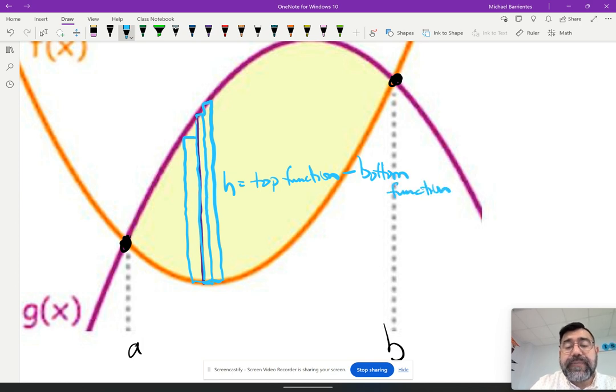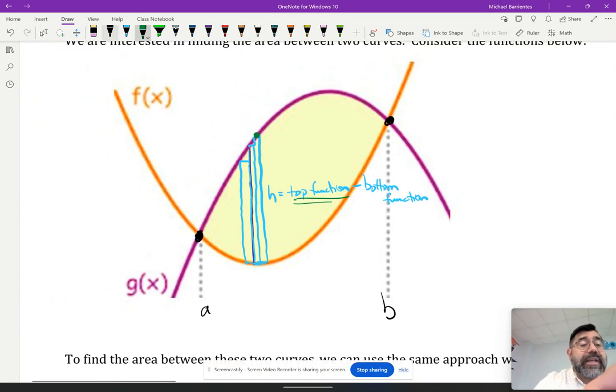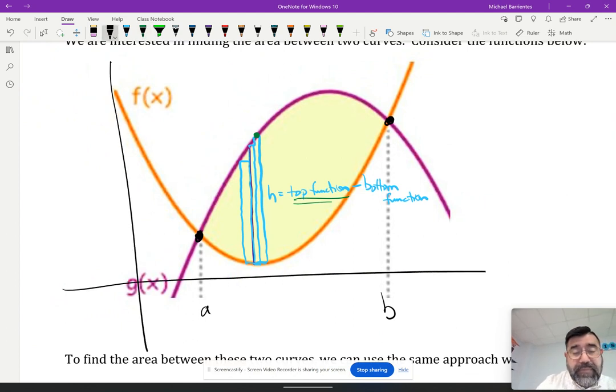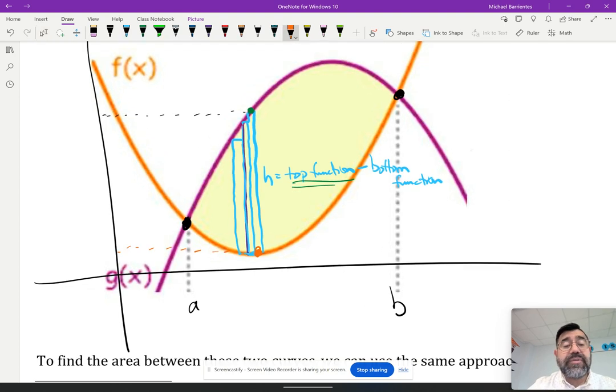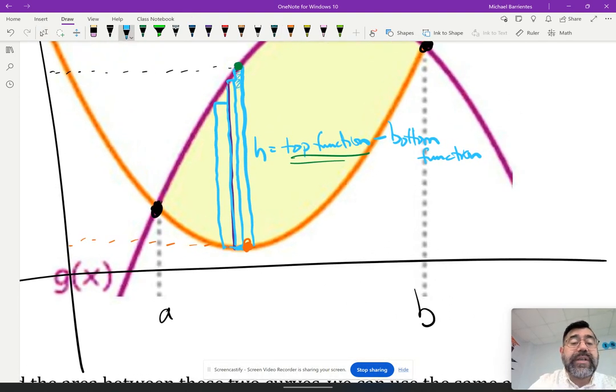Now, why does this work? Well, if we know what the top function is, let's say we were looking at something like this on a coordinate plane, the top function would represent the y value here, and the bottom function would represent the y value over here. And if I subtract the top minus the bottom, that's going to give me this distance, which we know as the height.